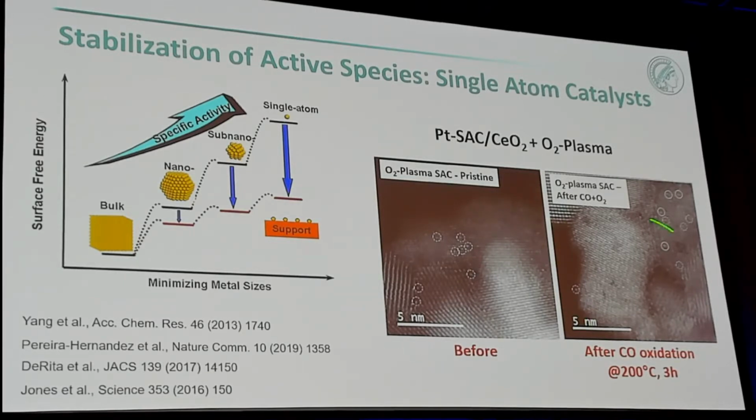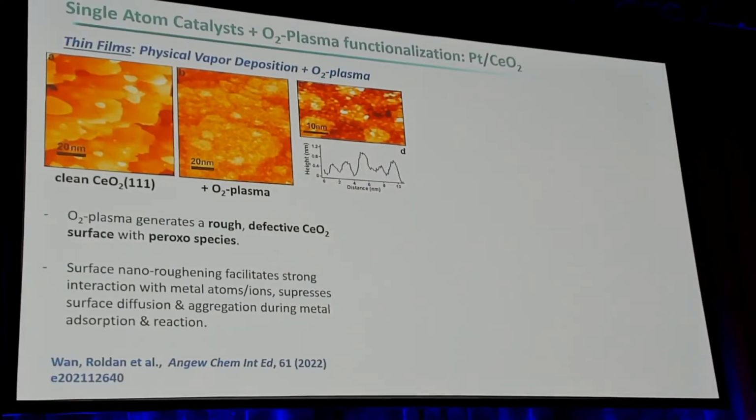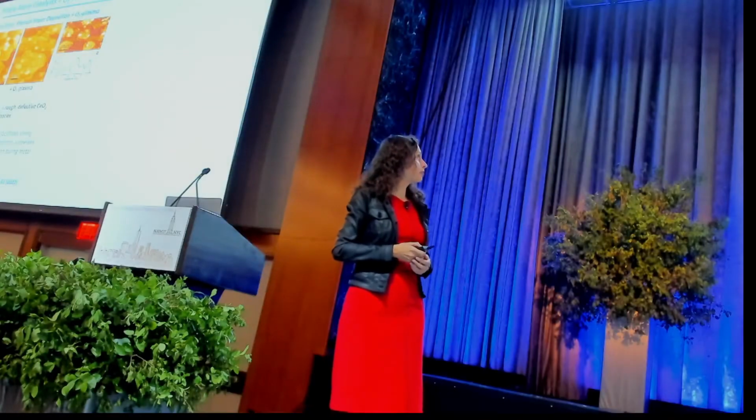This is the sample after CO oxidation at low temperature for a couple of hours at 200 Celsius, and you can see that once you do this plasma pretreatment, the catalyst is rather stable. So to show you that these are single atoms, we always combine in my group the possibility of doing basic surface science studies with doing the same work on high surface area catalysts. So I'm going to show you how to combine these two approaches on this example of platinum ceria.